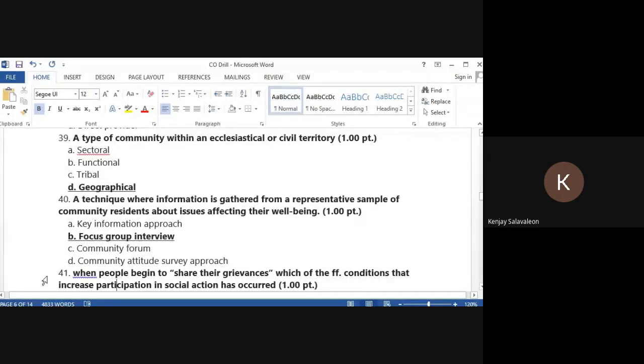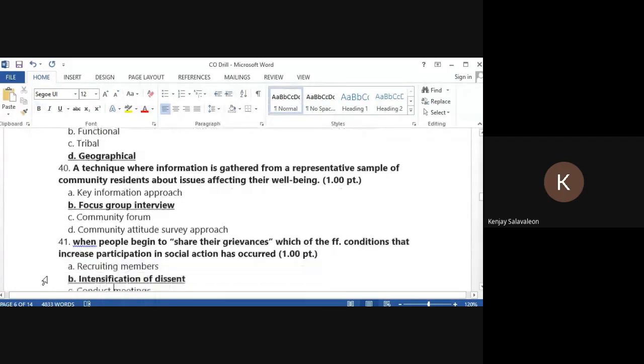Type of community within ecclesiastical or civil territory is geographical. Basically, we only have two types of community, no? Geographical, with a territory, such as purok, barangay. And functional. It is not necessary that they belong to the same geographical area. As long as they share a common purpose and common interest, they make it a functional community. One of those is the LGBT. 40.